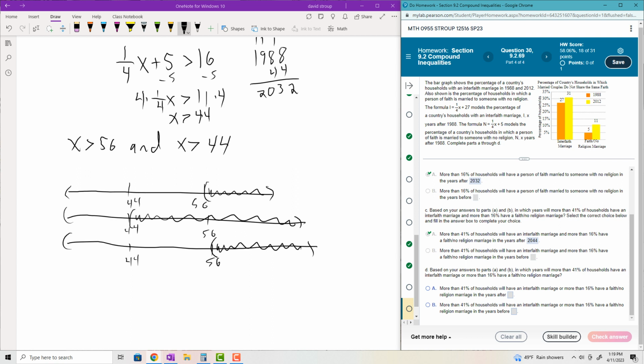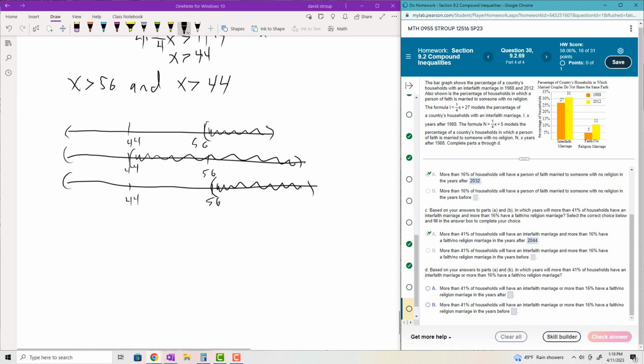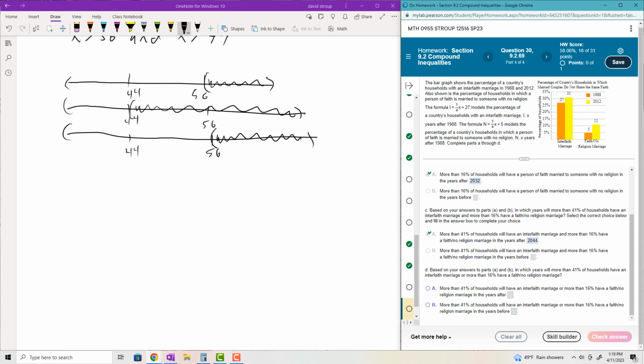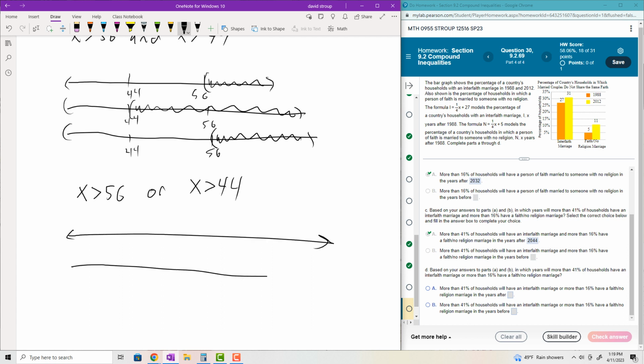Okay. And then part D, based on your answers to part A and B, in which years will more than 41% of the households have an interfaith marriage, or more than 16% have a faith, no faith situation. So in that case, you're doing an or. So it's x greater than 56 or x greater than 44. Okay. And it's almost the same. The first two number lines are the same, obviously, and then you have the shadow that you're looking for.